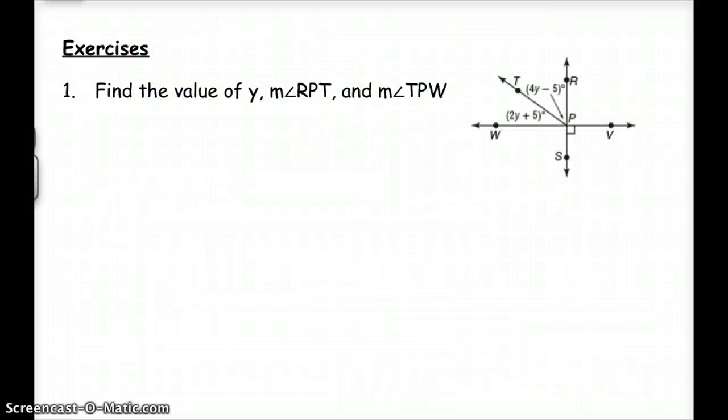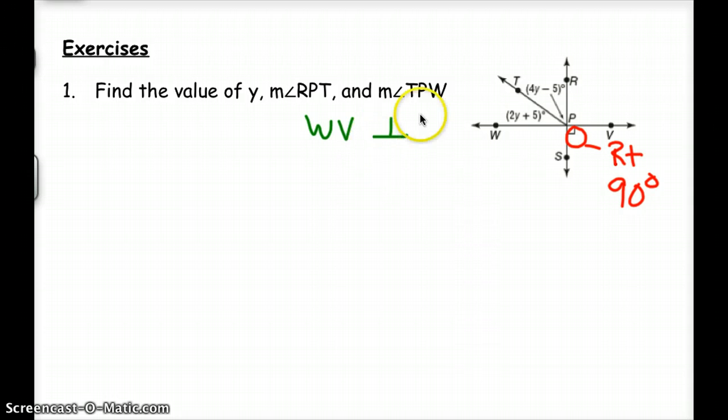In exercise number 1, it asks us to find the value of y and then find the measure of angle RPT and the measure of angle TPW. So let's take a look at our diagram. They're telling us that this angle is a right angle. Right angles are also 90 degrees. Now, you might find in your book at some point, they may just give you WV perpendicular to RS, and then you're going to have to mark that as a right angle yourself.